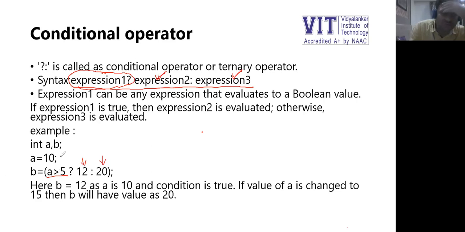So A is 10, right? 10 greater than 5 is true. So 12 will be returned and B will be assigned the value 12. So this is about the conditional operator. We also call it the ternary operator. It behaves like if else. So if true, return expression 2, else return expression 3, and so on. This is the conditional operator.